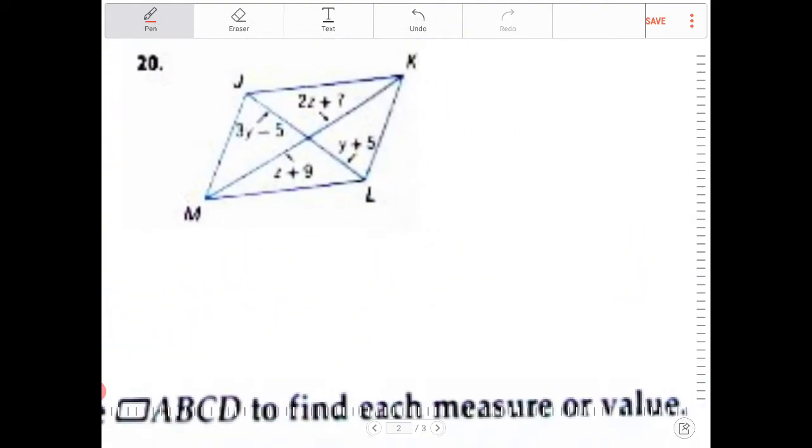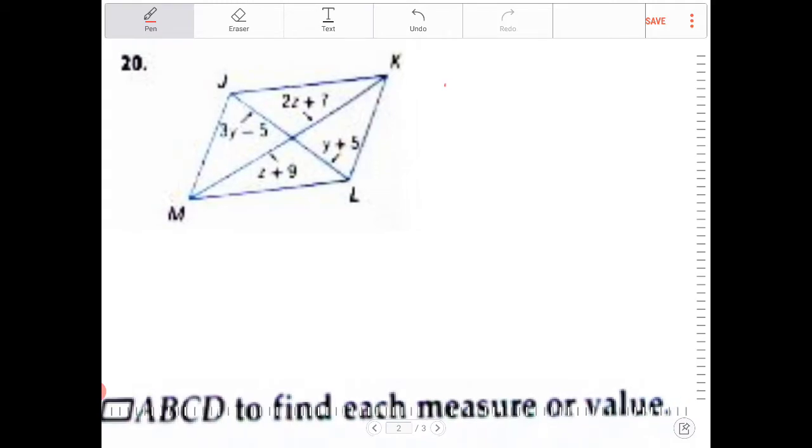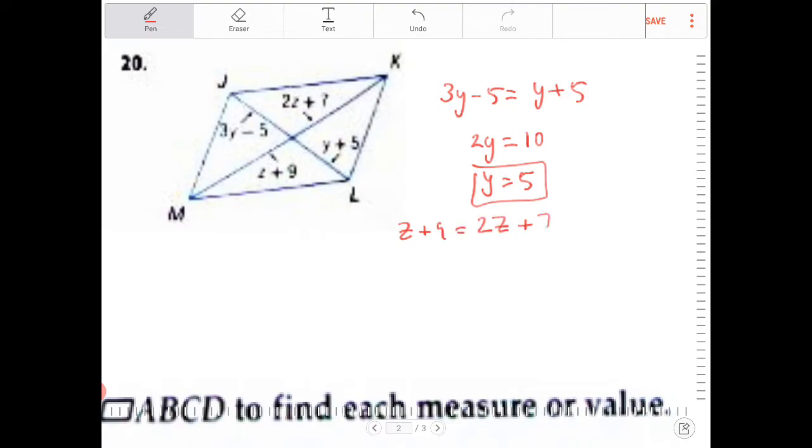The diagonals in a parallelogram bisect one another, so therefore 3y minus 5 will equal y plus 5. Subtract y from both sides, we end up with 2y is equal to, add 5 to both sides, 10. Divide by 2, we end up with y is equal to 5. z plus 9 is equal to 2z plus 7. Subtract z from both sides, subtract 7 from both sides, z is equal to 2.